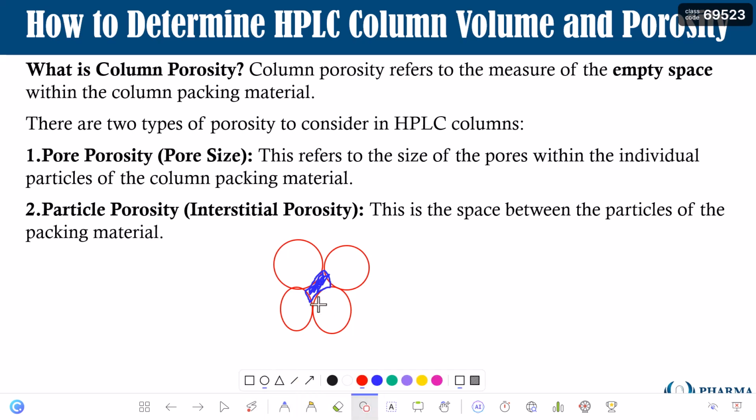pores present inside the particles, right? Let me draw in blue color. So this pore size also adds to the porosity. The pores present on the silica particle, your stationary phase, can also contribute to what? The porosity of the column. So I hope you understand that two important factors need to be considered while defining the column's porosity. The column's porosity is nothing but the empty space within the column.